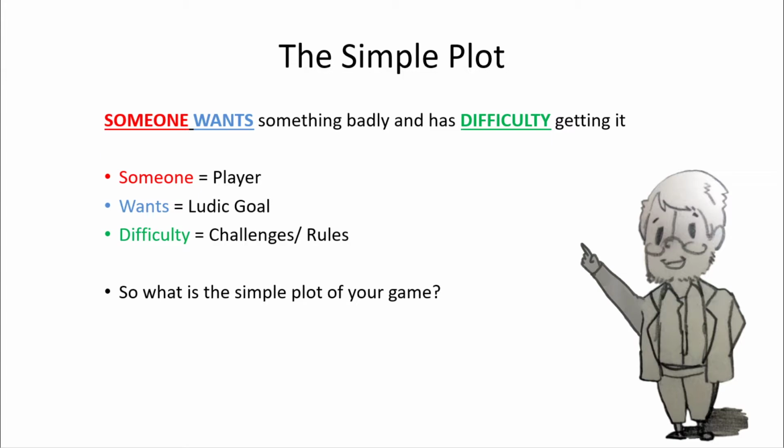The difficulty comes from the challenges or the rules that are associated with it. So if we already know who our someone is, we already know what the ludic goal of the game is, and we know how our rules are going to make it difficult, then we can write out a one-sentence simple plot for our game very, very quickly and very easily. From that simple plot, we can then expand, and there are several ways that we can do this.